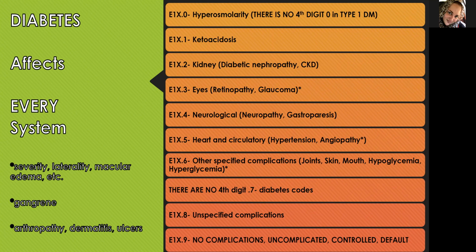.4 is your neurological. So your neuropathy with gangrene and your gastroparesis, because even though that's a stomach condition, it's the nerves in the stomach that are being damaged. So that's going to fall under .4 as your fourth character, right? All right, so .5 is your heart and your circulatory. So that's your hypertension and your angiopathy.